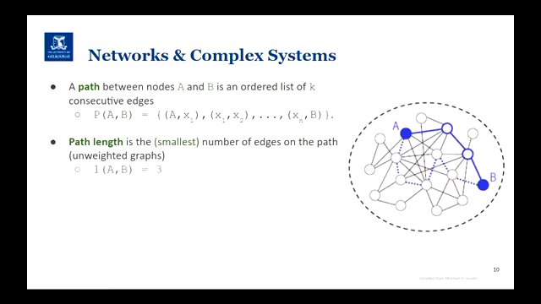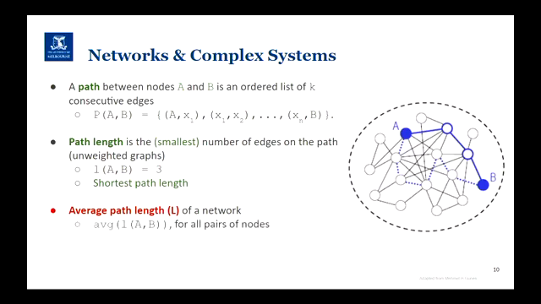Okay? For instance, in this case, considering that's the smallest path, we can have the shortest path from A to B, and we would have 1, 2, 3 edges, 3 hops from A to B. And that's the path length, which in this case is also the shortest path length. So the average path length of a network is one way to characterize it. It will basically be the average path length between any two pair of nodes in the graph.